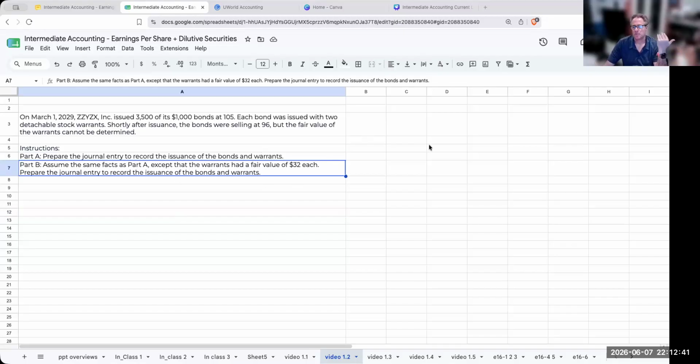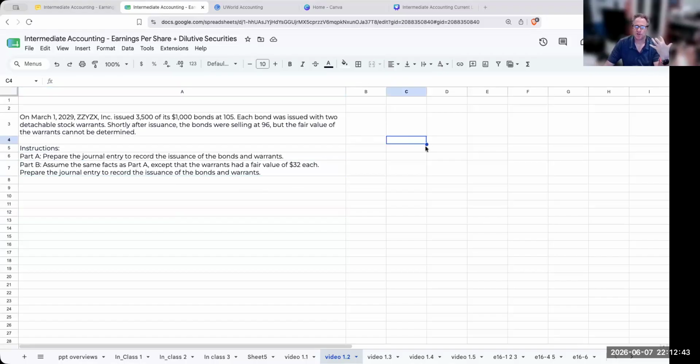Okay. So when we look at this, remember when we are issuing bonds, the journal entry I'm always going to be making is debiting cash. I'm going to be crediting bonds payable for the face value of the bonds. So I issued 3,500 bonds. Each had a $1,000 face value per bond, basically resulting in a total face value of the bonds at 3.5 million.